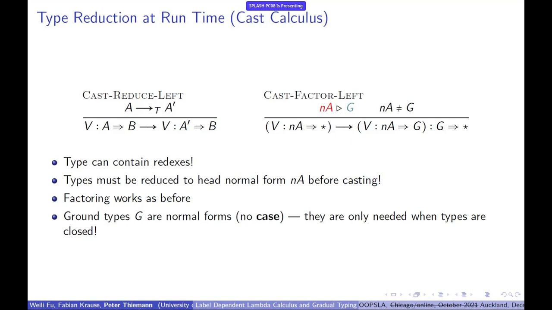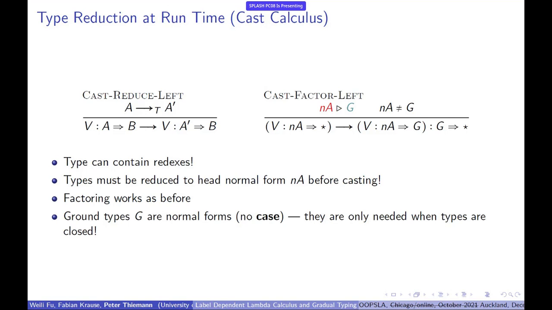If they are in head normal form, then you can do the, let's say, the usual things like factorization. So if you have a normal form to the left, then you can expect the normal form. You find out the ground type below it. Yeah, the ground type for a function is a function from star to star. So once this is sufficiently evaluated, then you can see which ground type it is, and then you factorize it so that you have one cast that maps the normal form to the ground type, and then the ground type to star. So that's a known thing.